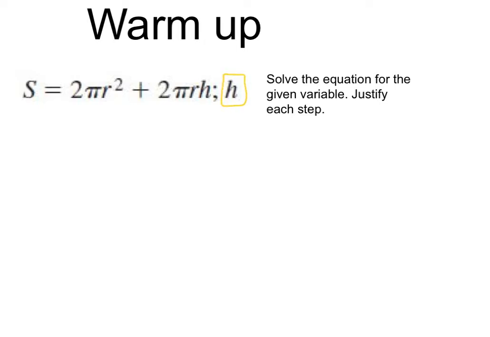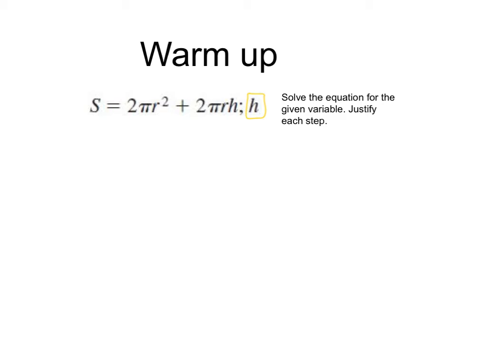So what we have to do is rewrite what's given. So it's s equals 2 pi r squared plus 2 pi r h. And remember, that is what's given. Then our next step is we want to start solving for that h. So what I did was I subtracted 2 pi r squared from both sides.